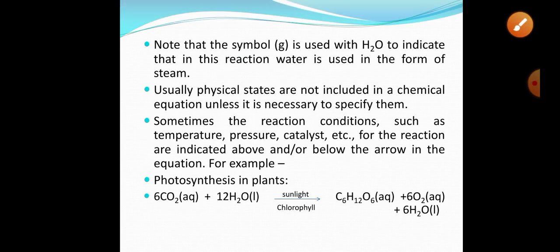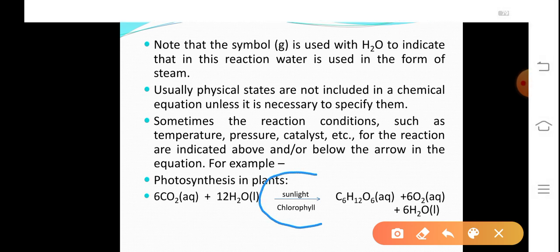Note that the symbol (g) is used with H2O to indicate that in this reaction water is used in the form of steam. Usually, physical states are not included in a chemical equation unless it is necessary to specify them. Sometimes, the reaction conditions such as temperature, pressure, catalyst, etc. for the reaction are indicated above or below the arrow in the equation. For example, in photosynthesis of plants, above and below the arrow it is written sunlight and chlorophyll. These are the reaction conditions which are required for this chemical equation. Hence, they are required to be mentioned.